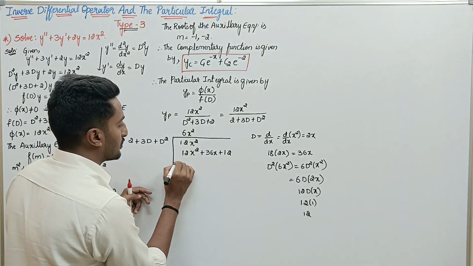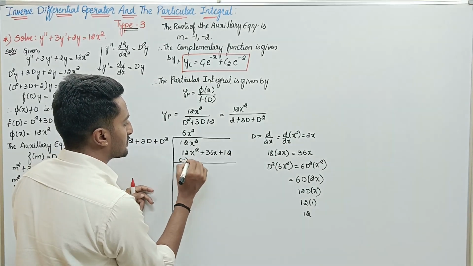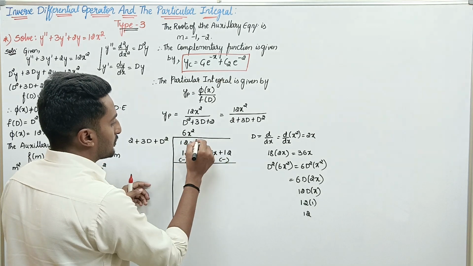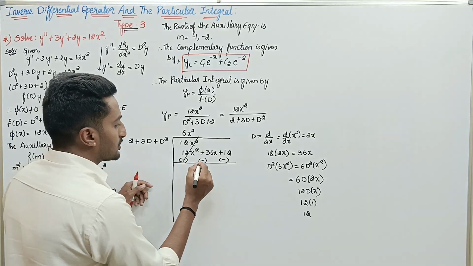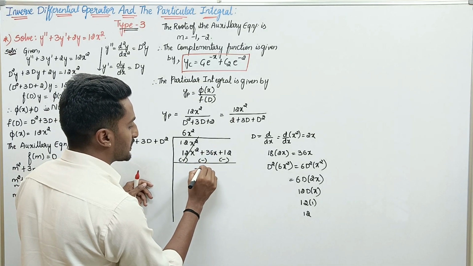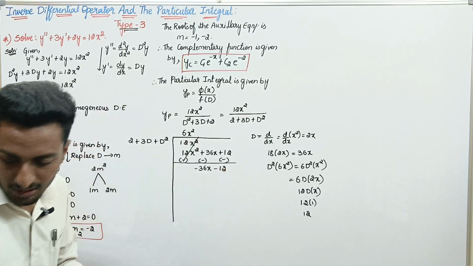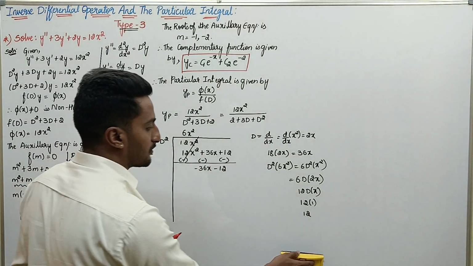Now change the sign, minus, minus, minus. This 12x square, 12x square get cancelled. Since I have changed the sign, it becomes minus 36x minus 12. Got the point? Erase this part. This is only for your verification.